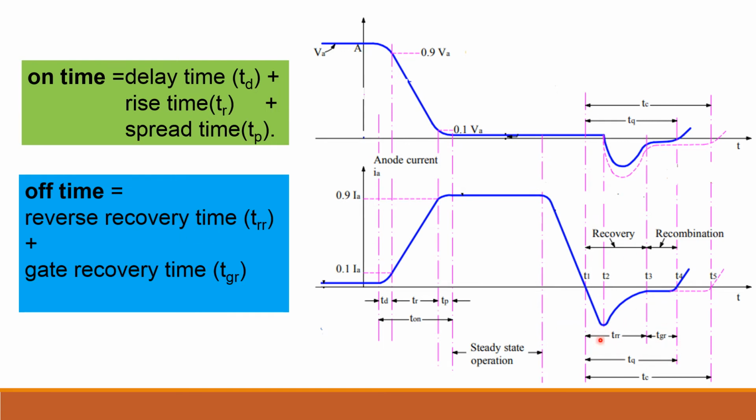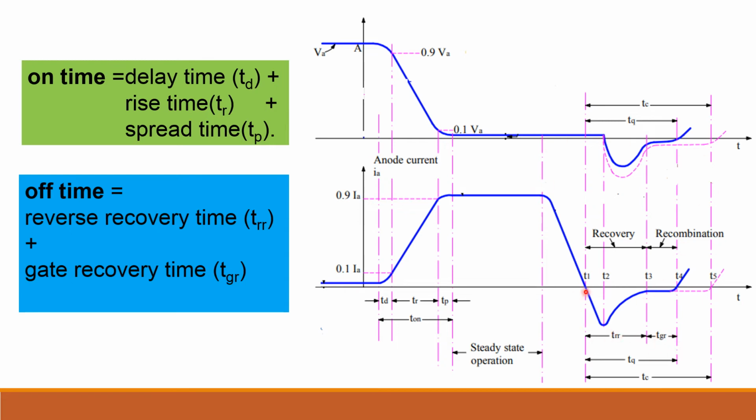So this recovery time is required to remove the charge carriers in the junction. SCR is a PNPN, 4-layer device, so 3 junctions will be there. You have to remove the charges stored in the junction.